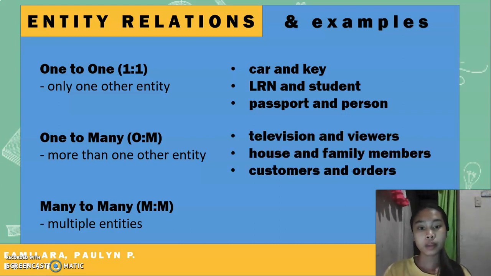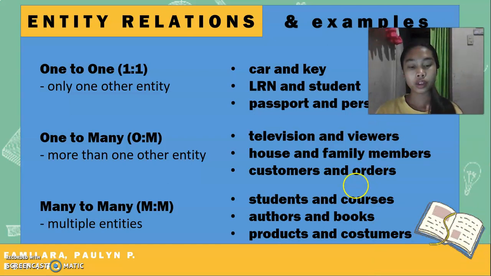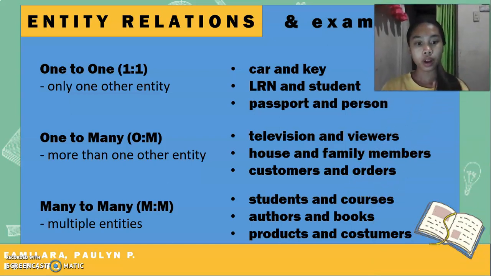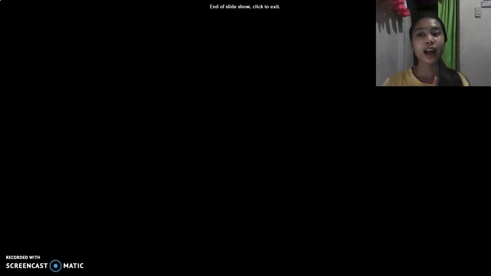For the one-to-many examples: televisions and the viewers, the house and the family members, and the customer, it's a correction, customer and his or her orders. And then many-to-many: students and courses, authors and books, and then the products and customers. That's all, and thank you.